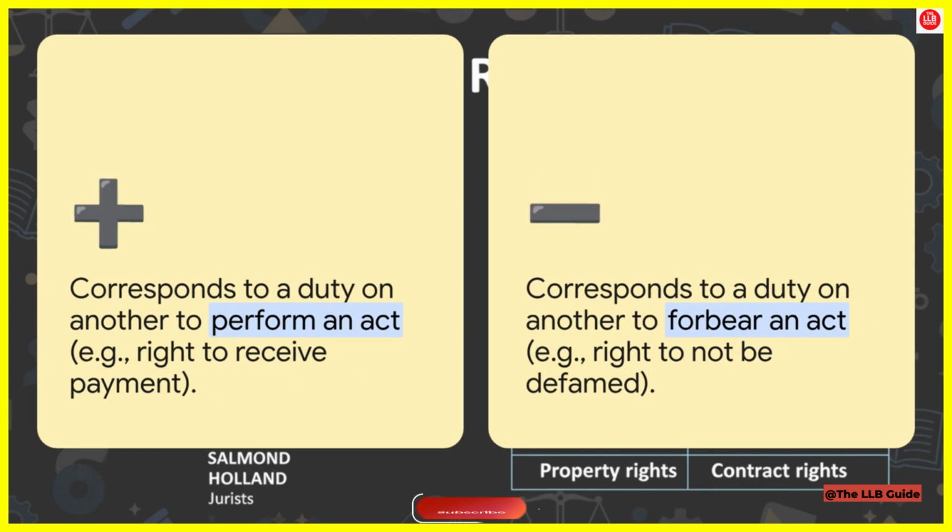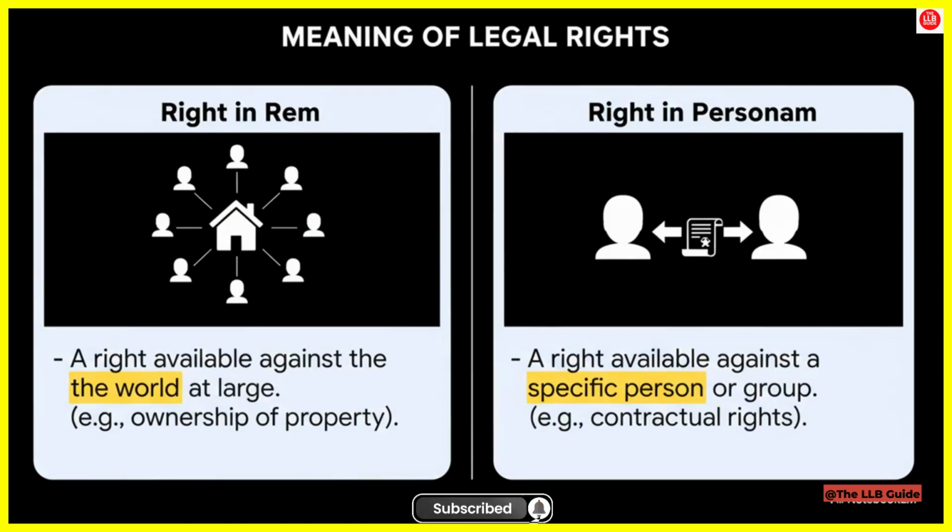This classification all depends on what the other person has to do or not do. A positive right requires someone to actively do something for you. For instance, your right to receive payment for something you sold means the buyer has to perform an act, paying you. A negative right is the opposite. It requires others to refrain from doing something. Your right to not be defamed corresponds to a duty on everyone else to not say false, damaging things about you.